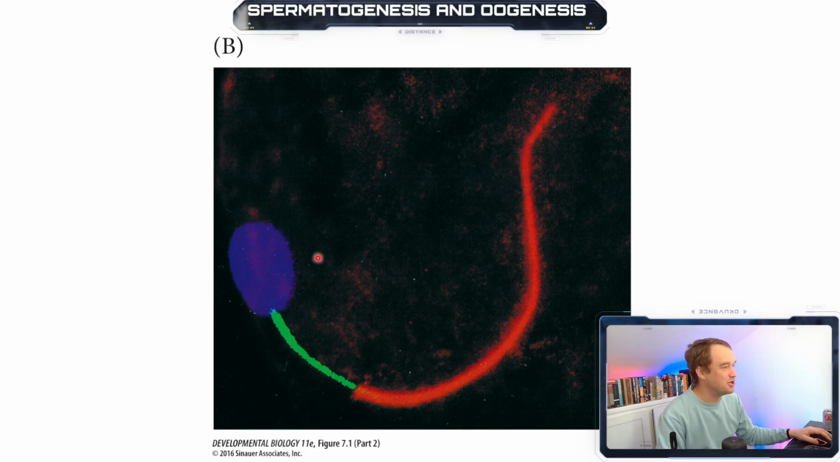Okay, make sure my pointer stains DNA. Mitochondria are stained green here, so it looks like they're GFP tagged. And then red is the flagellum. This is a tubulin stain, so it's a structural protein that makes up the tail of the sperm.